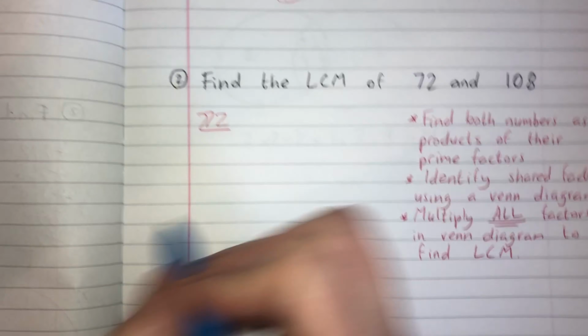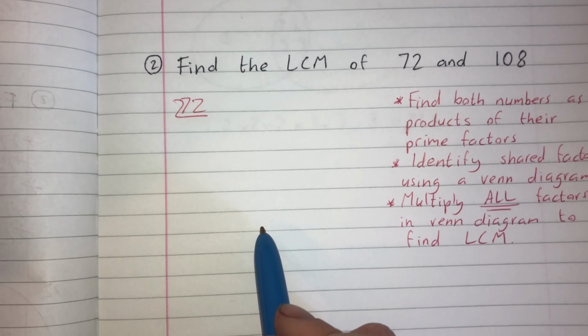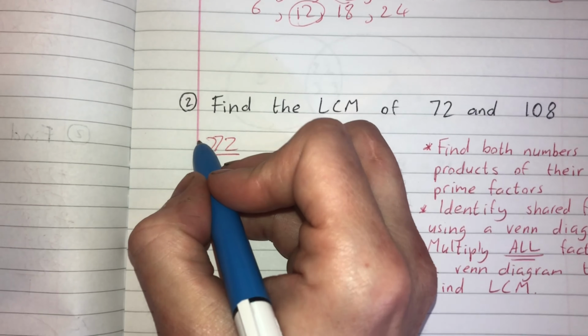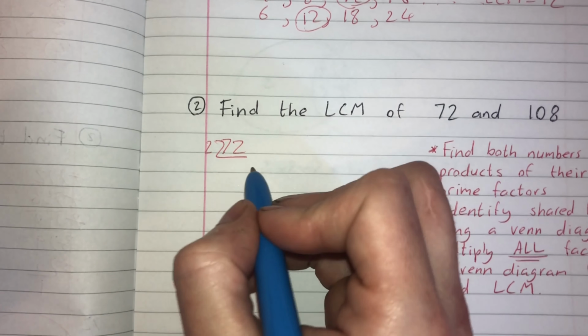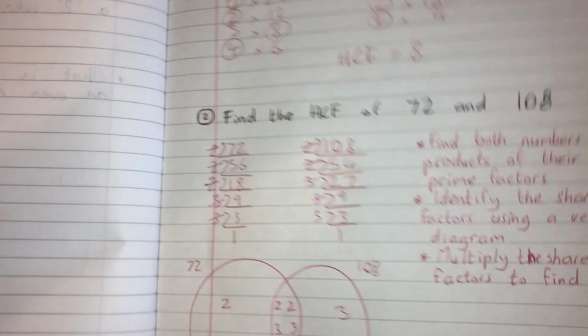First off, both numbers as a product of their prime factors. So this is exactly the same as what we just did in this previous highest common factor question. So 72 divided by 2 is 36. Divided by 2 again is 18. Divided by 2 again is 9. Now we have to use 3. 9 divided by 3 is 3. And 3 divided by 3 is 1.